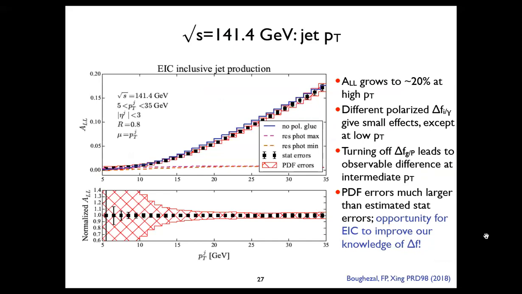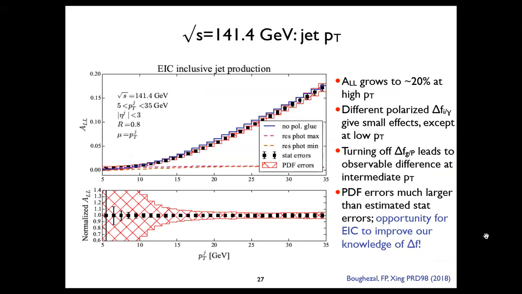The central value is shown with the black points with their associated statistical errors. The PDF errors are shown as a red hashed band. The relative size of the statistical and PDF errors is more clear from the lower inset. Another thing shown on this plot is a blue line, which shows you the effect of taking the polarized gluon distribution and just setting it to zero. The reason to do this is just to estimate how sensitive this distribution is to that quantity.